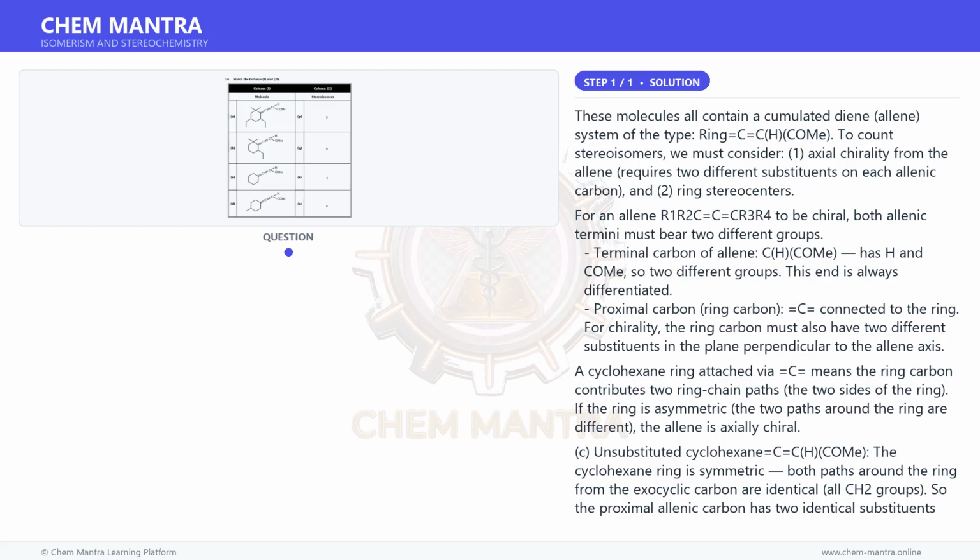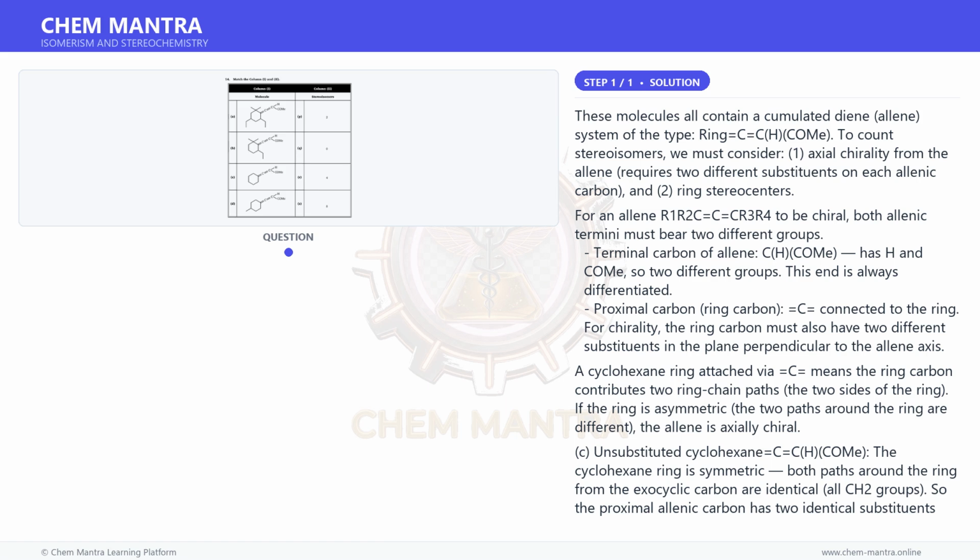These molecules all contain a cumulated diene, an allene system of the type ring=C=C=CHCOMe. To count stereoisomers, we must consider: one, axial chirality from the allene, which requires 2 different substituents on each allenic carbon; and two, ring stereocenters.